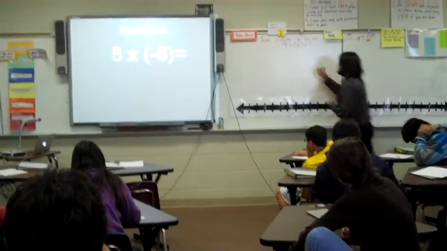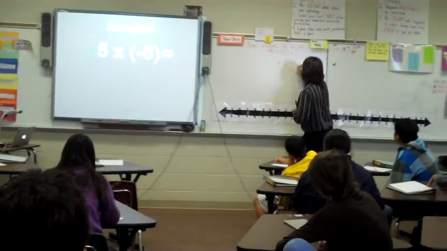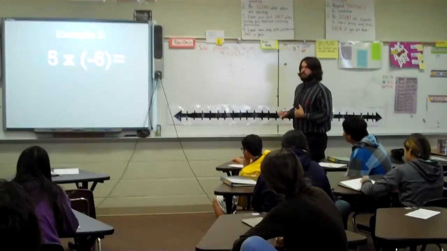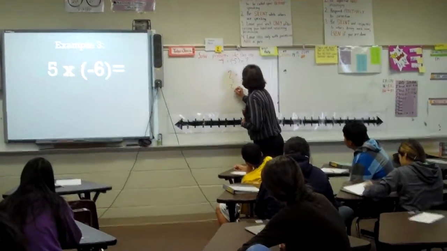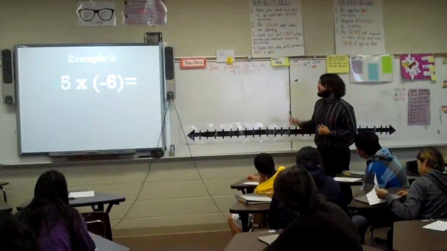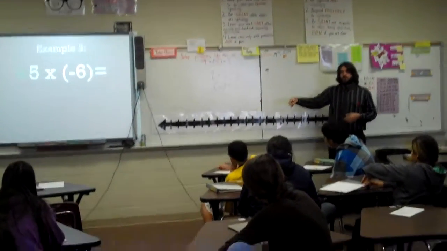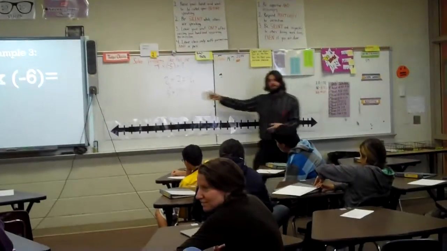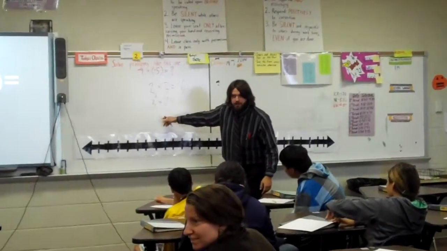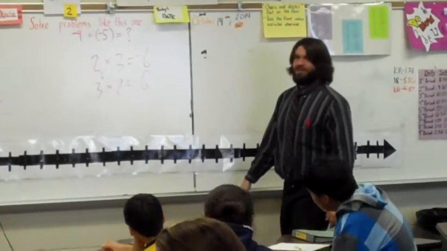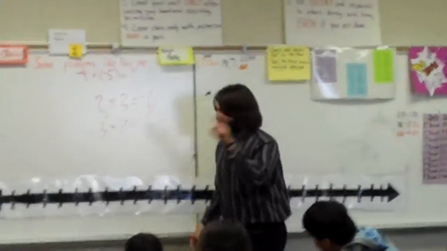What is 2 times 3? 6. Sage, what is 3 times 2? 6. Why aren't these different answers? They're the same problem. So you're telling me that order doesn't matter when I multiply? Whoa. Thank you.